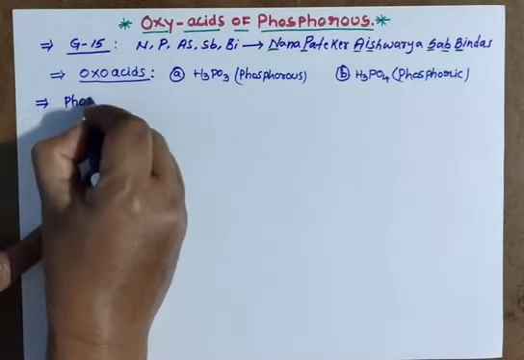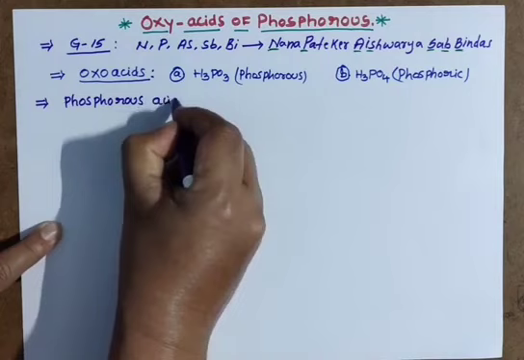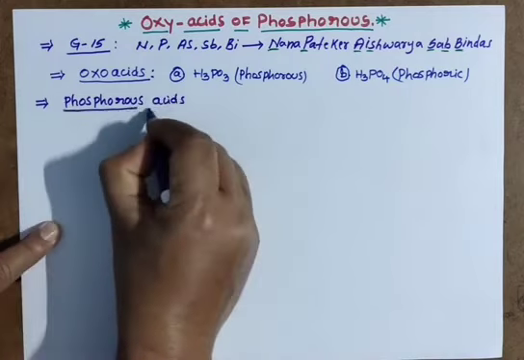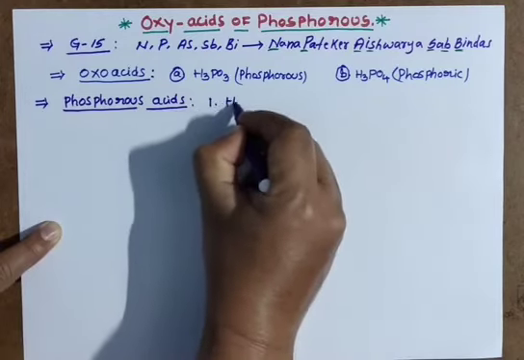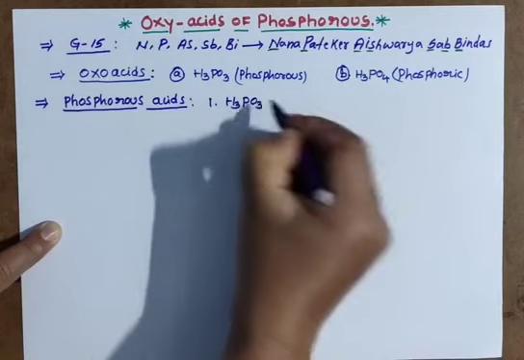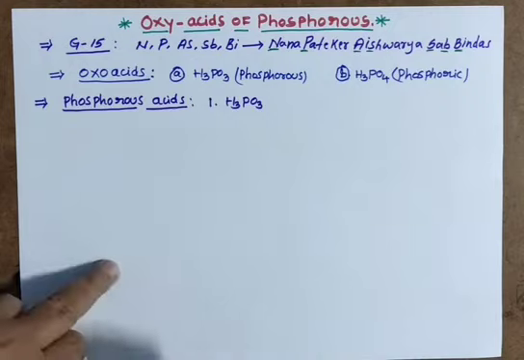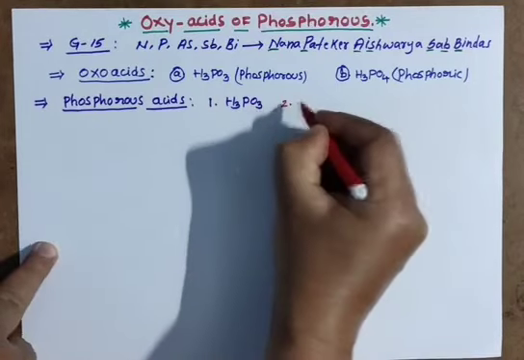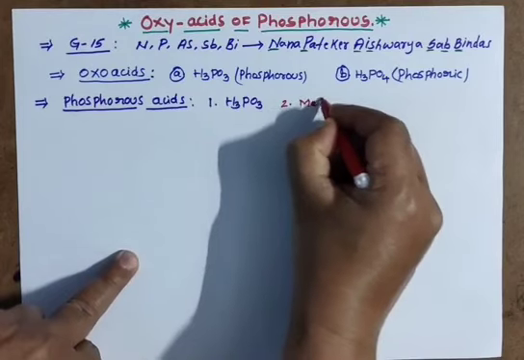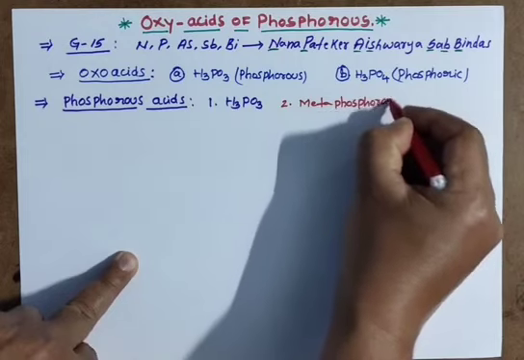And now I am giving first the phosphorus acids. One acid we already know, H3PO3. This is phosphorus acid. With the same name, we have different ones, like metaphosphorus acid.